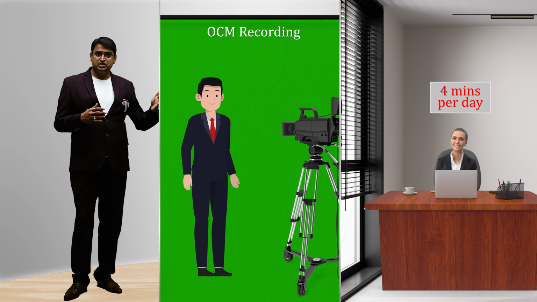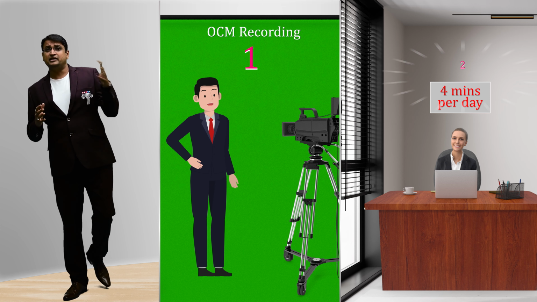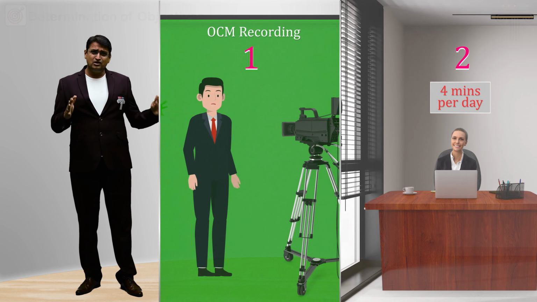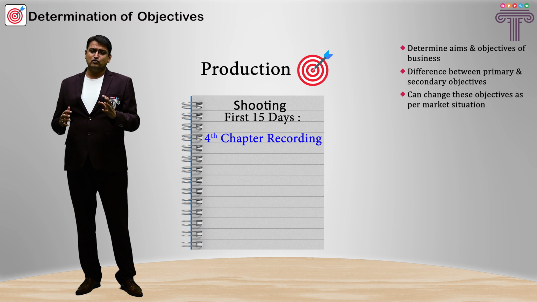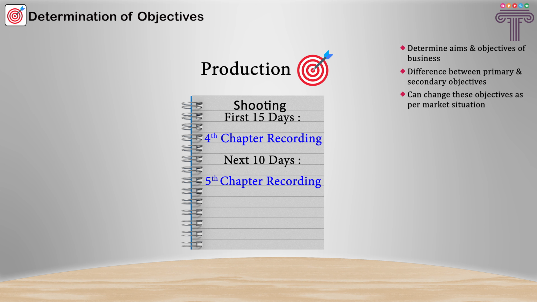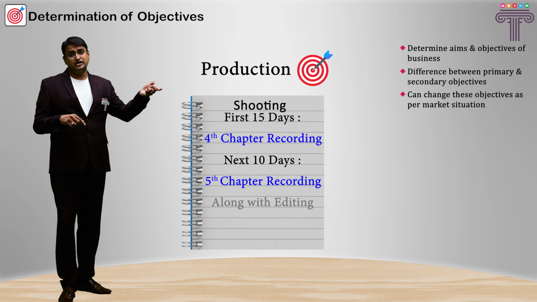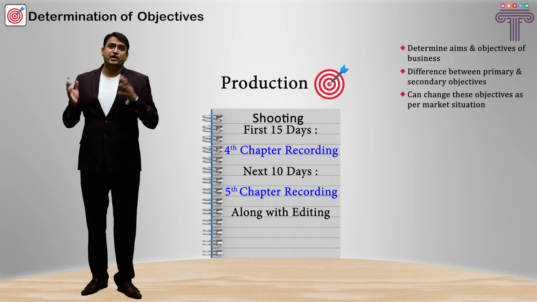So I have to set the objectives, aims, that I first do the recording and then the editing also. So I have to set the objective for them. I've set a clear objective that within the next 15 days I'll finish the 4th chapter of recording. In the next 10 days I'll finish the 5th chapter of recording, and so on and so forth. But apart from recording, I also have to set another objective of editing. Now that is okay for the production side.